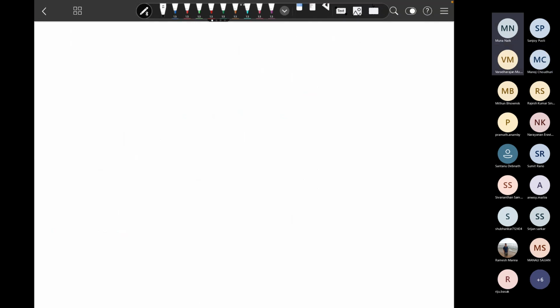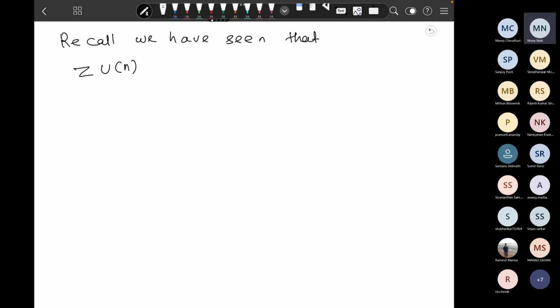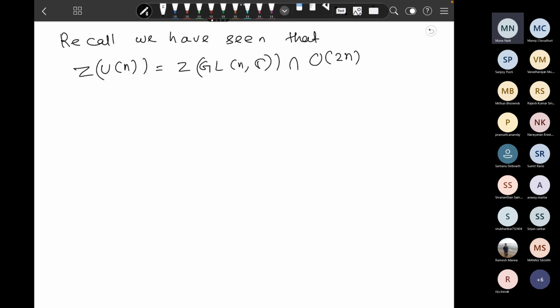So last lecture, recall, we have seen that Z of UN. So I am hearing my echo. Is my voice clear, Mithunda? Yes, it's clear. Everybody has to mute.